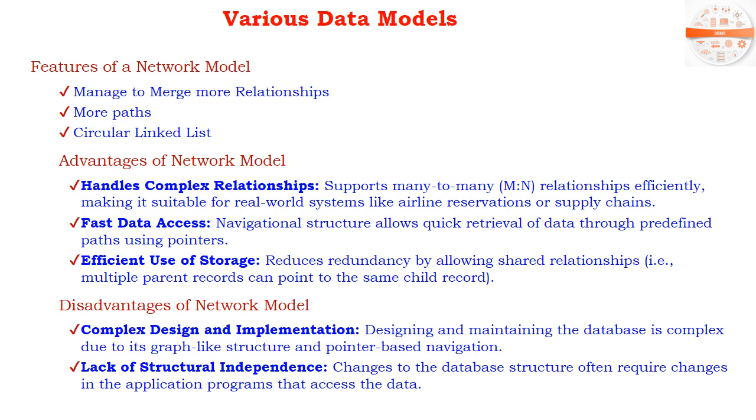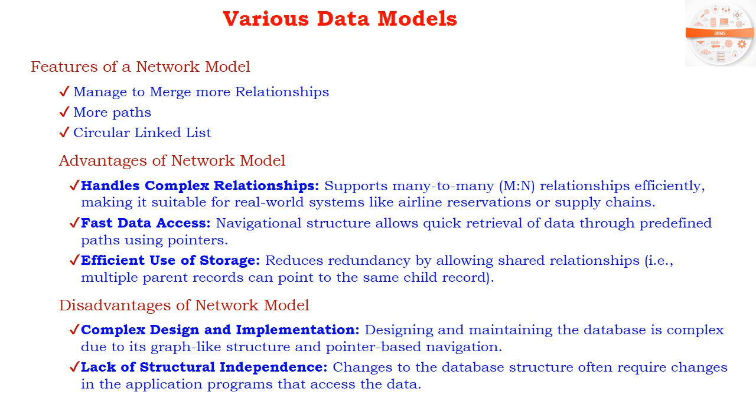What are the advantages of the network model? Handle complex relationships. It means it supports many-to-many relationships efficiently. And next one is fast data access. The navigation structure allows quick retrieval of data through predefined paths using pointers. And next one, efficient use of storage. It reduces redundancy by allowing shared relationships.